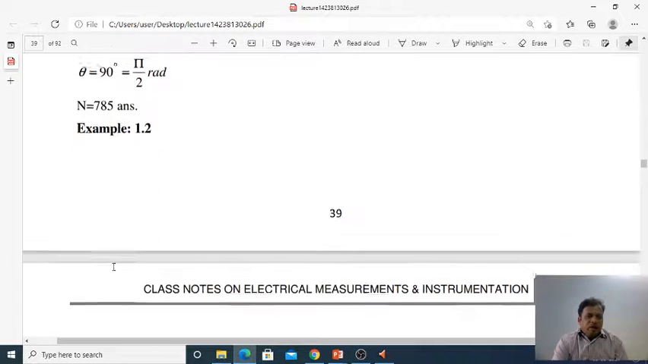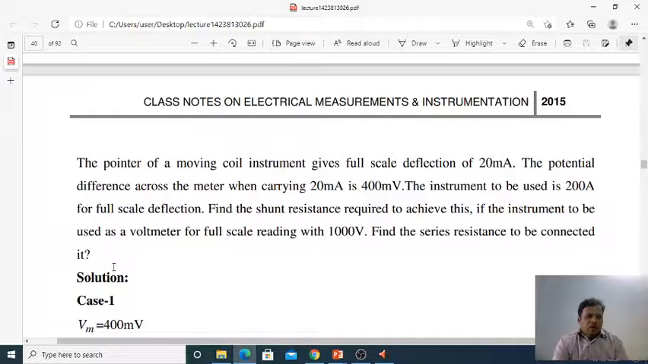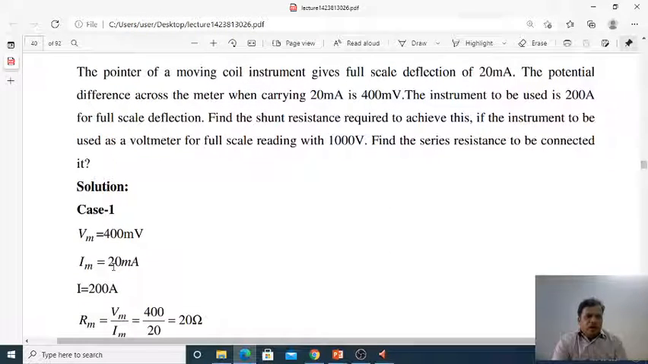Okay. And one more example: the pointer of a moving coil instrument gives full scale deflection of 20 milliamperes. The potential difference across the meter when carrying 20 milliampere is given as 400 millivolts. The instrument is to be used for 200 amperes full scale deflection. Find the shunt resistance required to achieve this. If the instrument is to be used as a voltmeter for full scale reading of 1000 volts, find the series resistance to be connected.